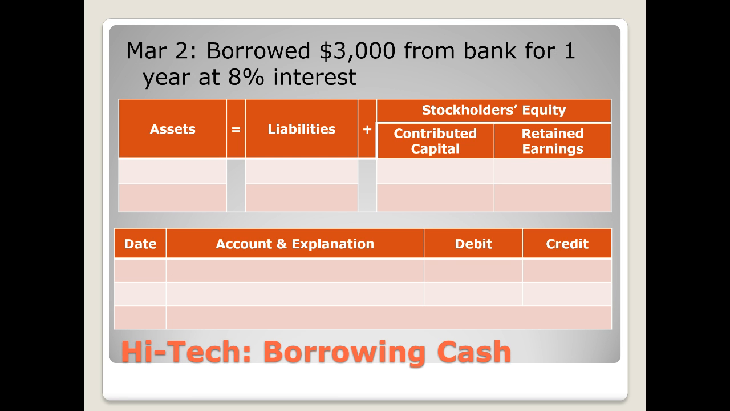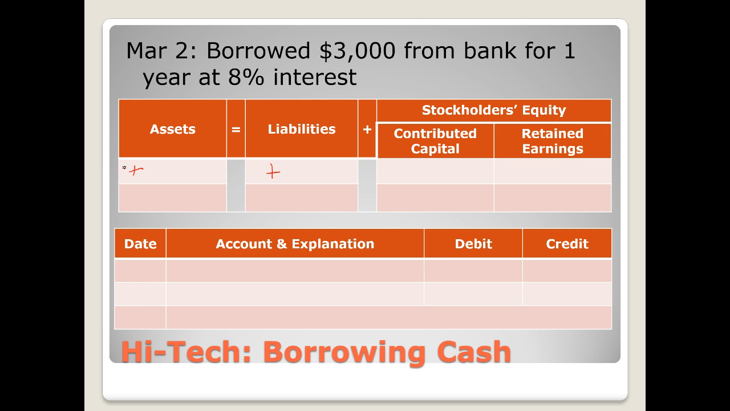All right, moving on to transaction number 2. High-Tech, on March 2nd, borrowed $3,000 from the bank for 1 year at 8% interest. Now, on March 2nd, what was the effect on the assets, liabilities, or stockholders' equity for High-Tech? They borrowed $3,000, so there must have been an increase in liabilities, right? When they borrowed the money, what did they get? Yeah, they got $3,000 in cash, so there was an increase to an asset account.